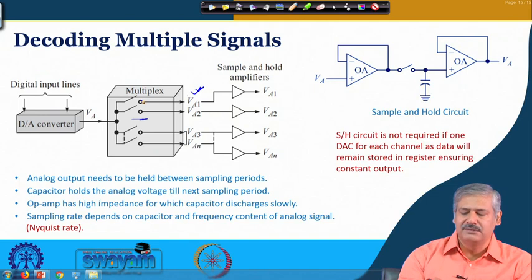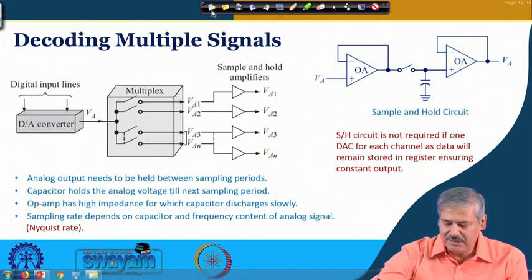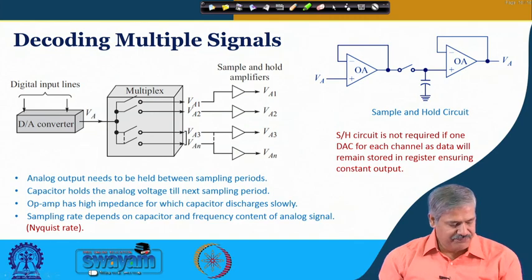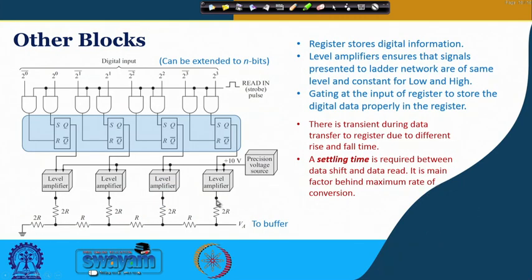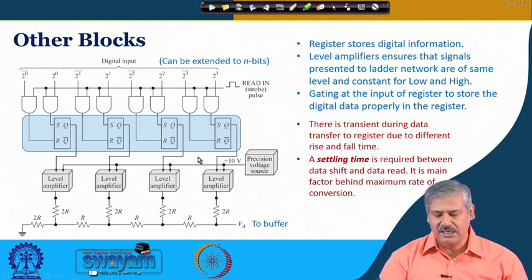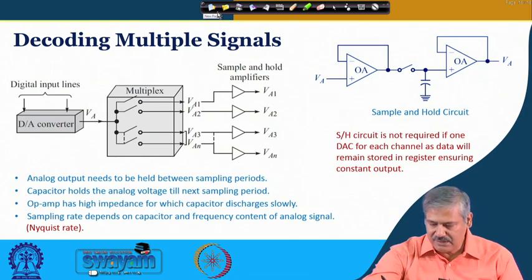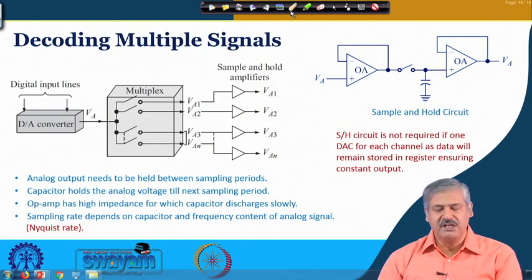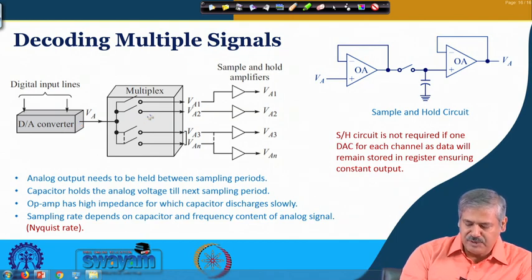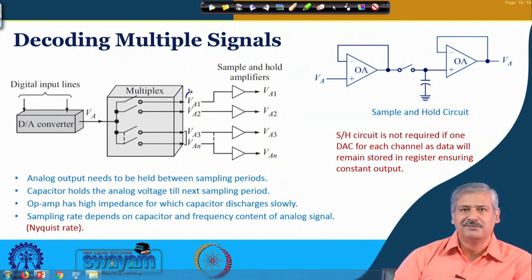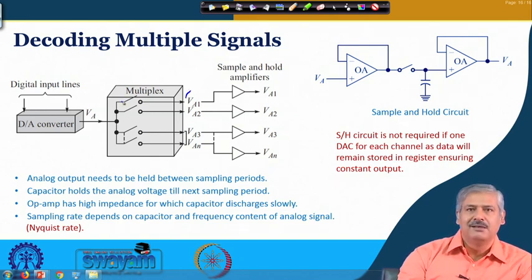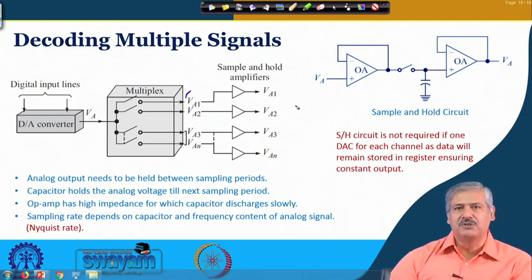This is the level amplifier, am I clear? So, let me go back. This is the level amplifier which is holding it, if it is a dedicated DAC. But if it is not a dedicated DAC, once it comes over here, what will happen to this output? For this we need a sample and hold circuit till it comes back and reads the same digital input signal and passes it to the output.